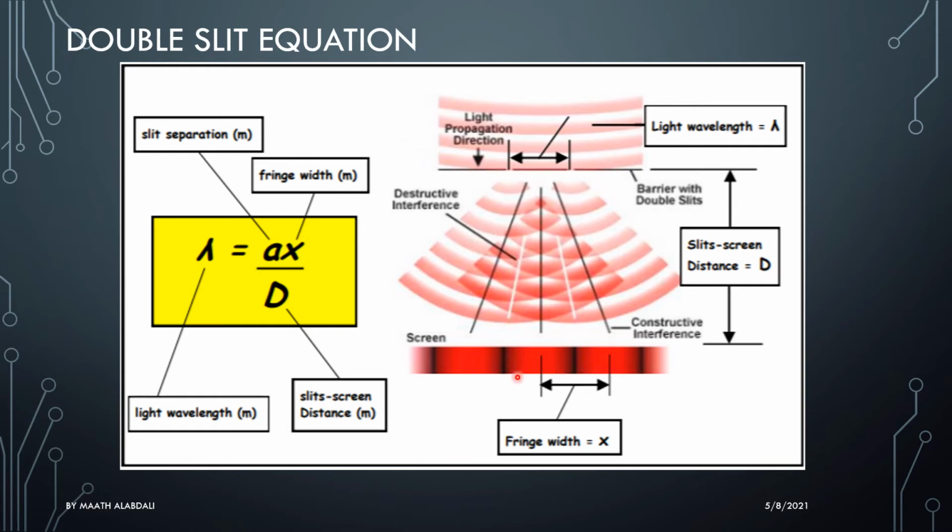X is the fringe width, so this is x, and D is the slit-screen distance. So this is d. And then in the exam they'll give you numbers, and you just plug them in, rearrange it, and get what the question asks for. But it's really important that you know the difference between a, x, d, and lambda is easy. Lambda is just wavelength. A is the slit separation, x is the fringe width, which is this, and d is the slit-screen distance. So a, d, x.